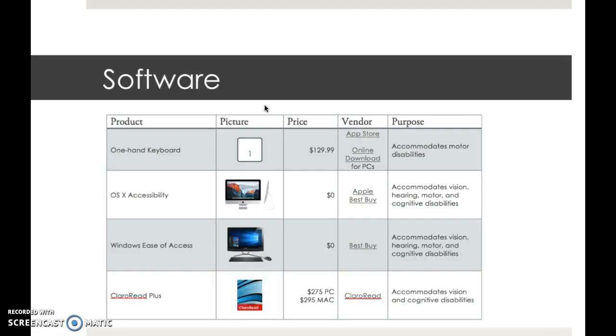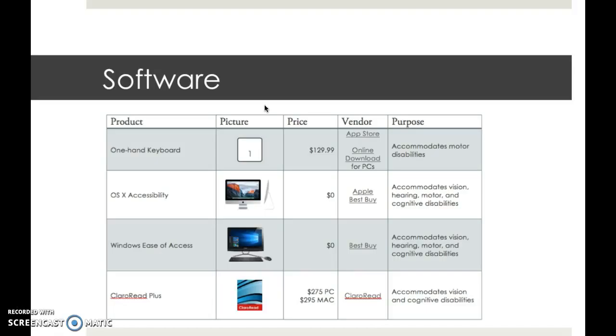So here's a look at the price list for the software. One Hand Keyboard is sold by the App Store and downloadable online. OS X accessibility and Windows Ease of Access come standard with the iMac and Lenovo. And Clara Read Plus is downloadable from the maker's website for Mac and PC. I want to note that the prices listed for Clara Read Plus are for individual computers if you just need a few computers with this option.